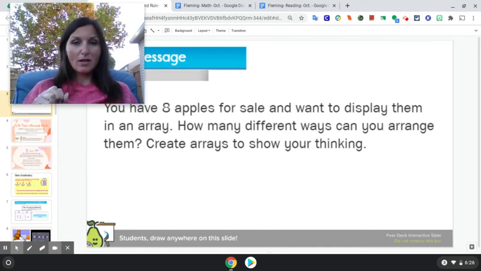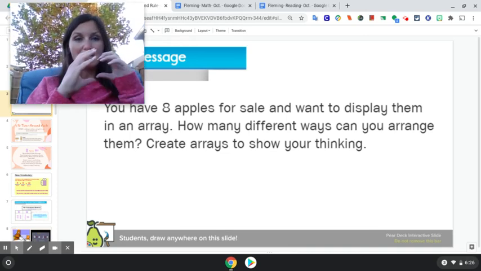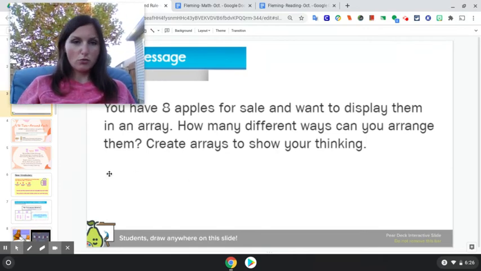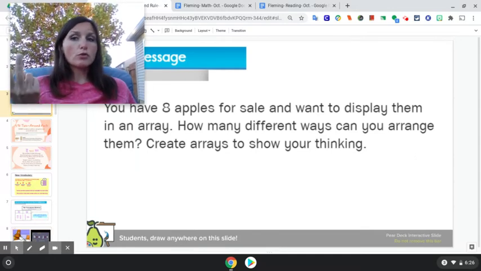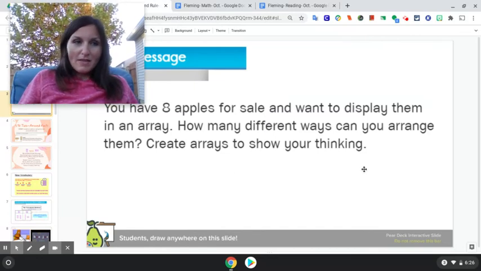So you want to try to make 8. You can make it whatever way you want as long as it's an array with 8. So how many different ways can you do that? Show your arrays here. Maybe you can only come up with one way. Maybe you can come up with 2. Maybe you can come up with 20. I don't know. Show your thinking here.